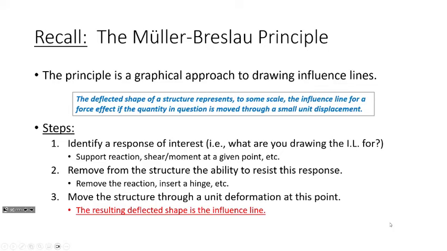So because we're dealing with statically determinate structures, let me say it like this: when you are dealing with a statically determinate structure, if you remove from the structure the ability to resist a response, you create an unstable structure. So what that means is that the structure can't deform, it can't bend, it's just going to rigidly move. That's why all of the influence lines for determinate structures are straight line segments, okay?